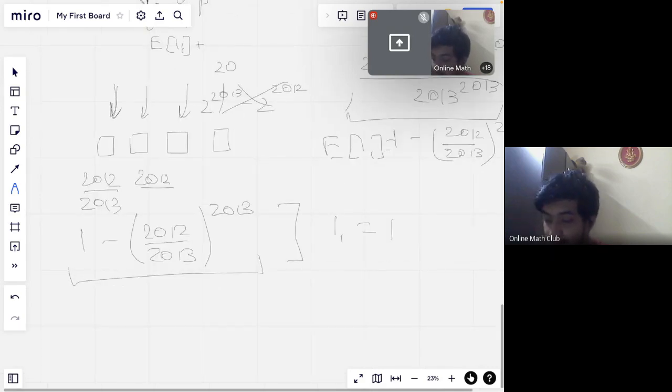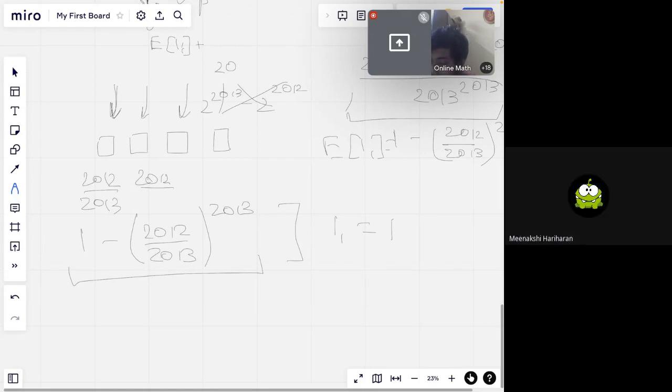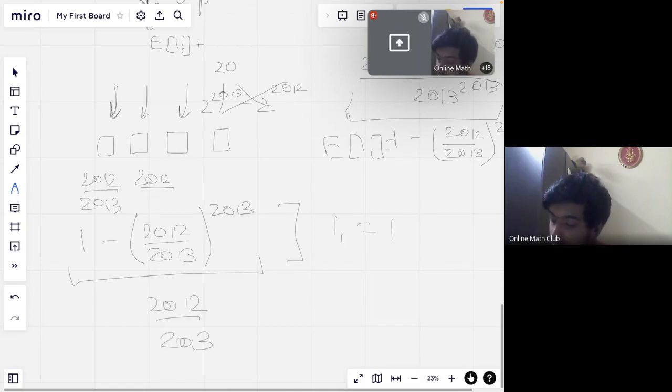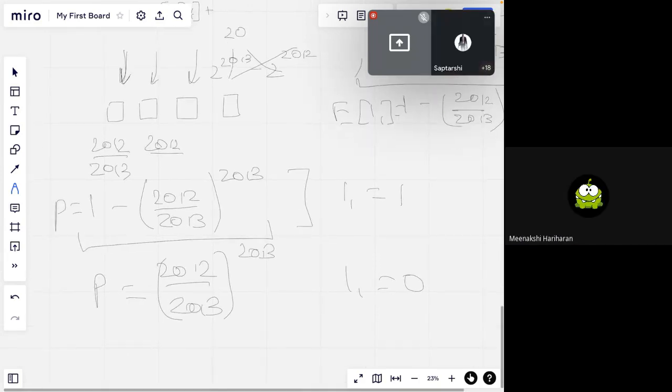Right? This is the probability that I1 is equal to 1. In other words, the probability that I1 is equal to 0 is this. Right? Is this clear? Actually, I didn't get this.